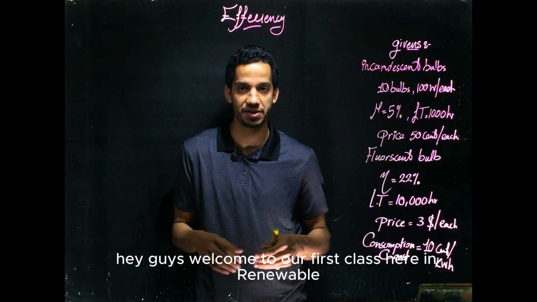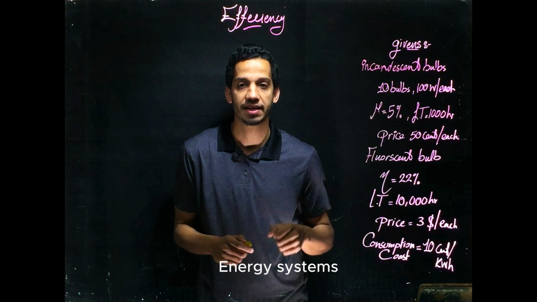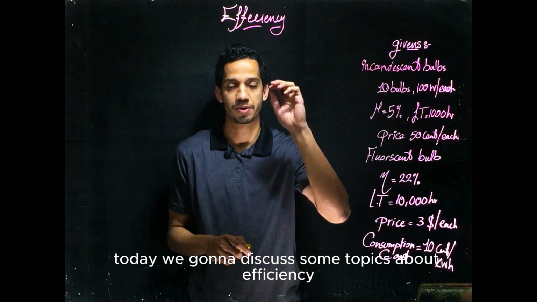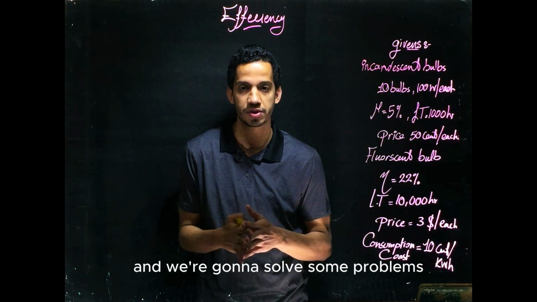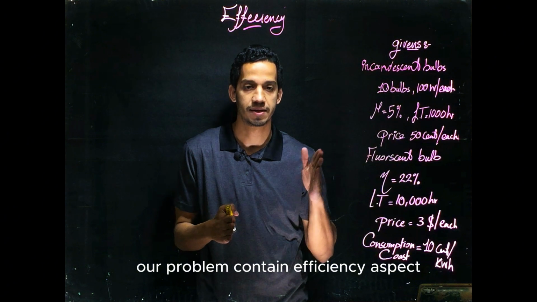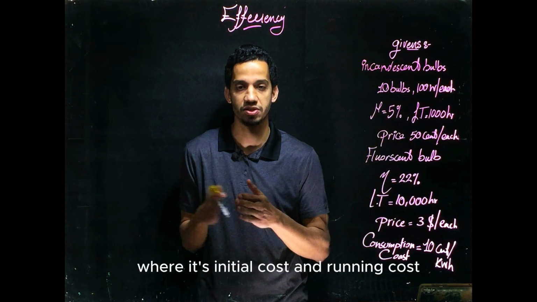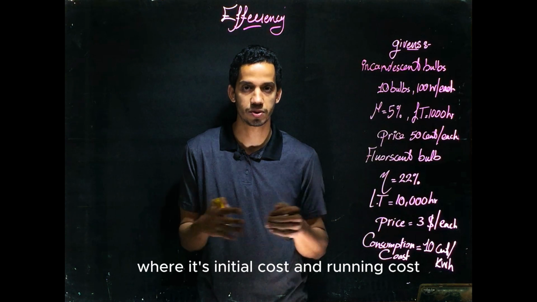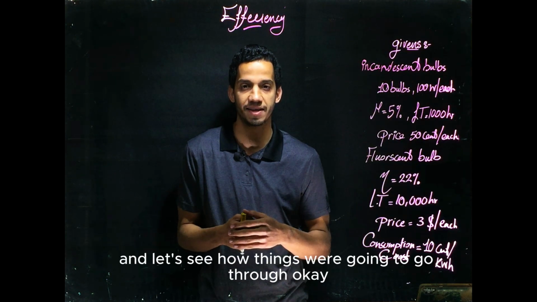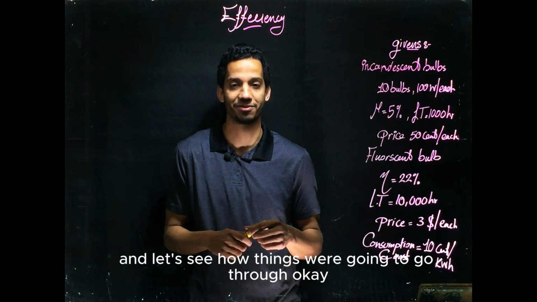Welcome to our first class here in Renewable Energy Systems. Today we're going to discuss some topics about efficiency and we're going to solve some problems. Our problem will contain the efficiency aspect, how it affects the cost price, where it's initial cost and running cost. We will go through some examples and see how things go.